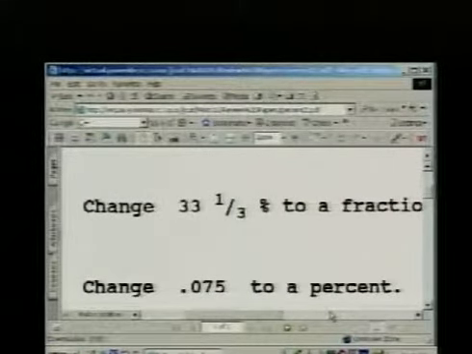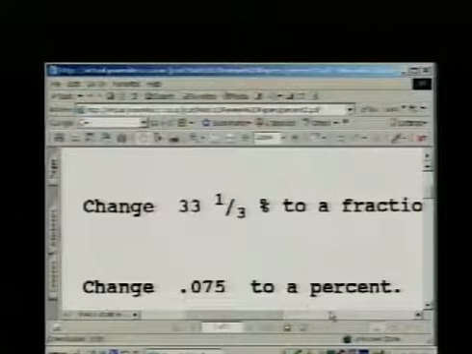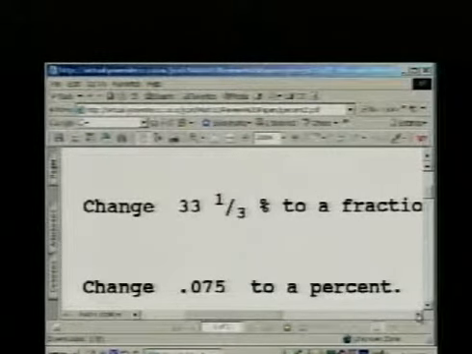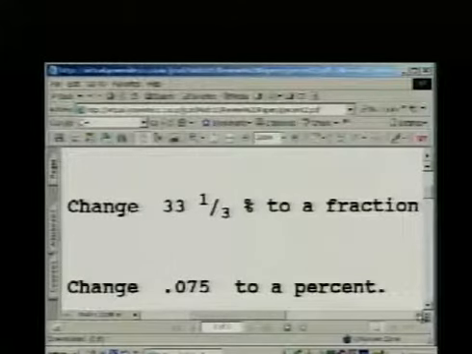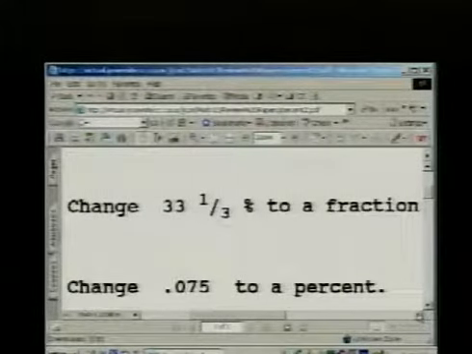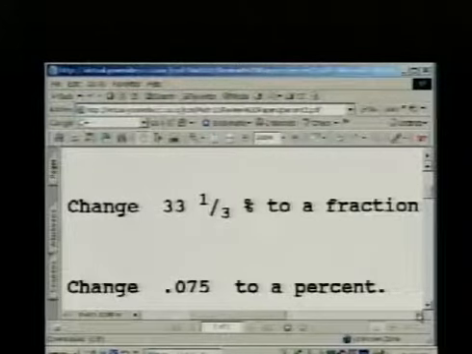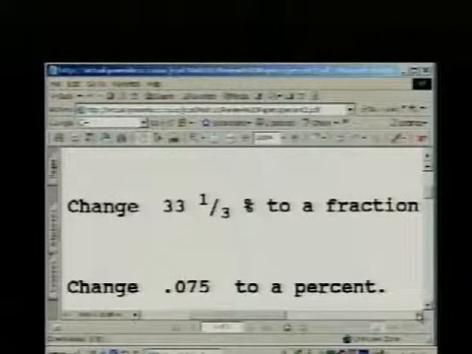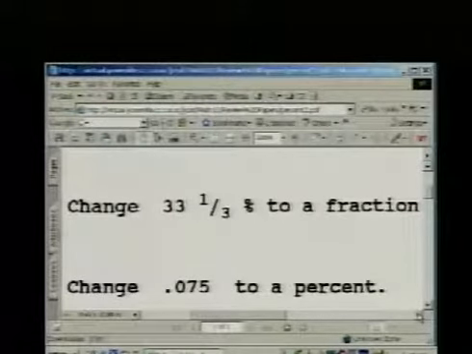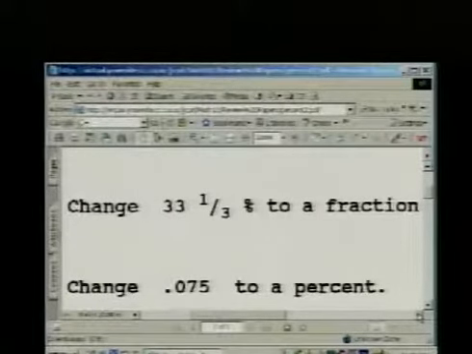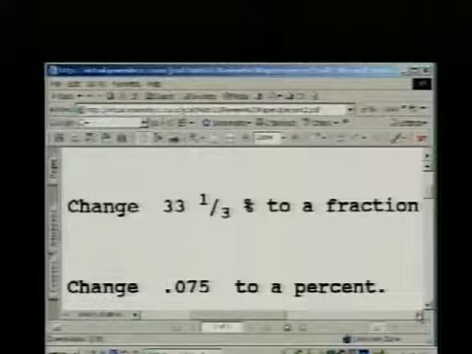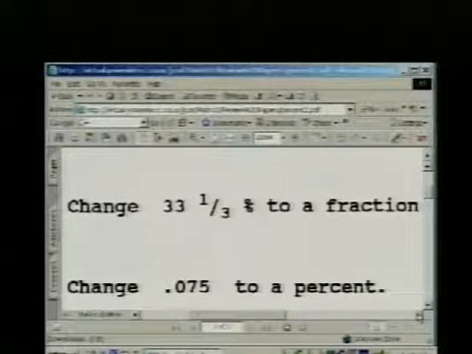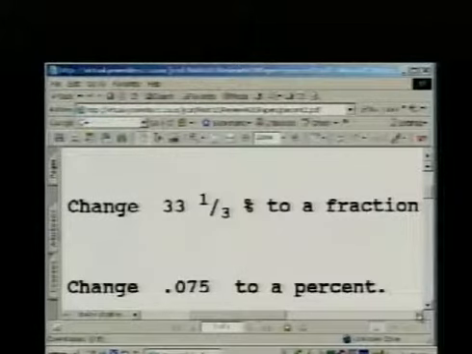33 and a percent to a fraction is what I want there. So let me try just giving that just a tweak there. There's your fraction. 33 and 1/3% to a fraction. And I want you to change 0.075 to a percent. Those are your 2 problems that I think you can do in your head this morning. So let's see what you can do in your head. Just knowing the information. You can write down your answer, but that's what I want to do.